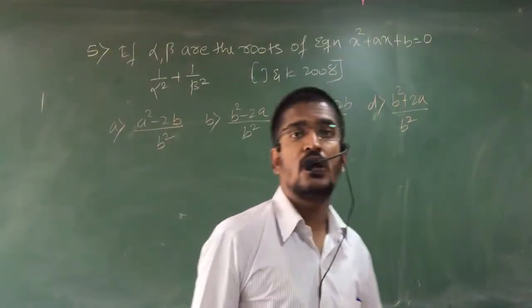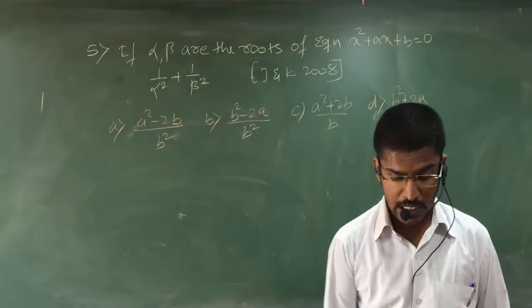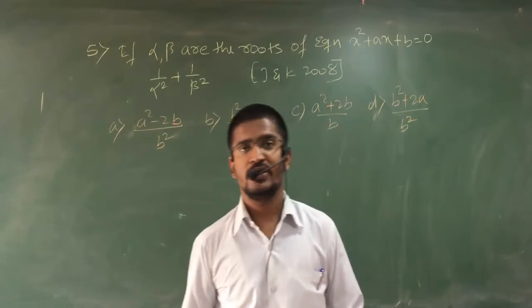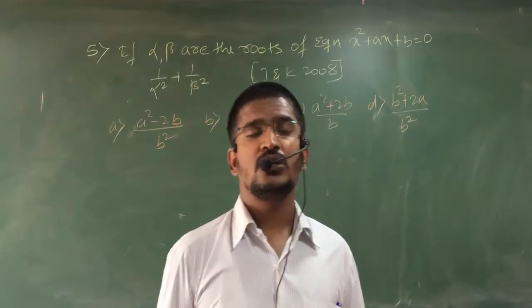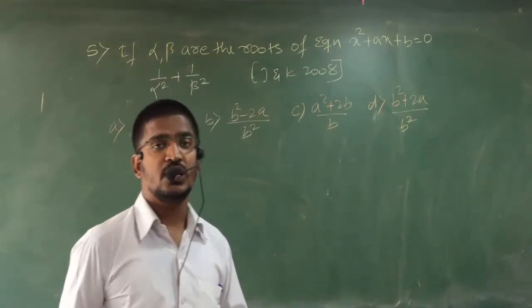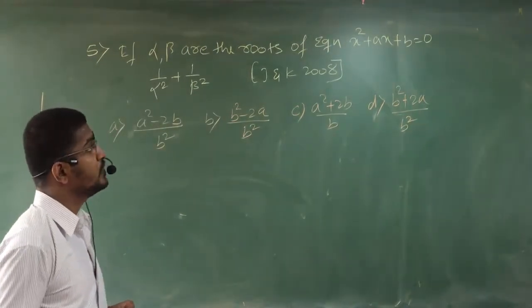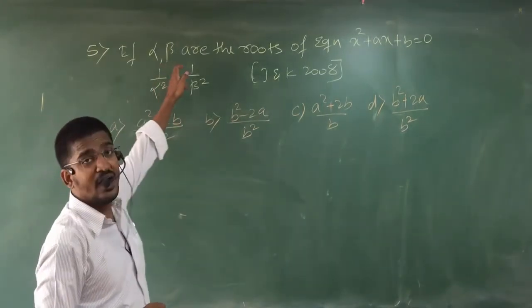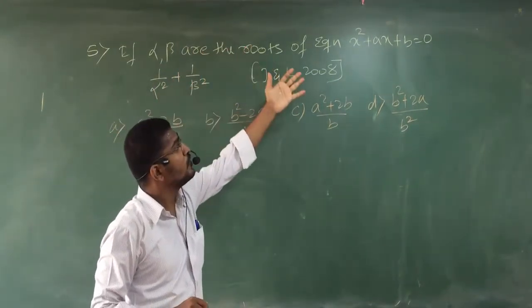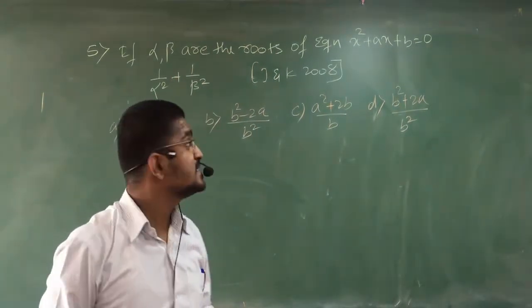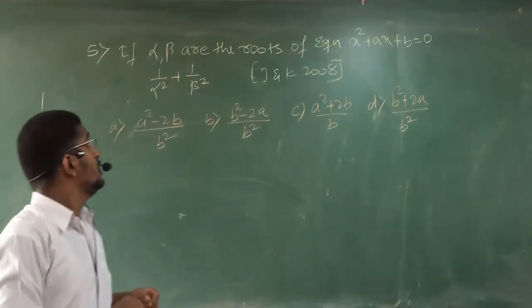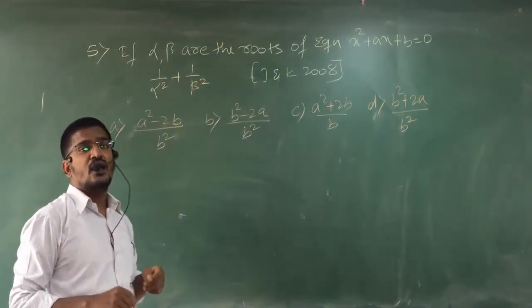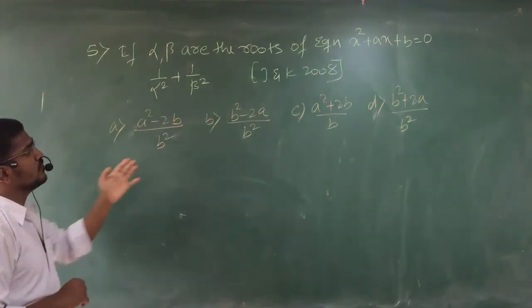Now let us go for the fifth problem on the relation between the roots and coefficients of an algebraic equation and the formation of the algebraic equation when the roots are given. This is our fifth problem on that particular concept. What they have given here: if alpha and beta are the roots of the equation x square plus ax plus b equal to 0, then what is 1 by alpha square plus 1 by beta square, they are asking. These are the four options.